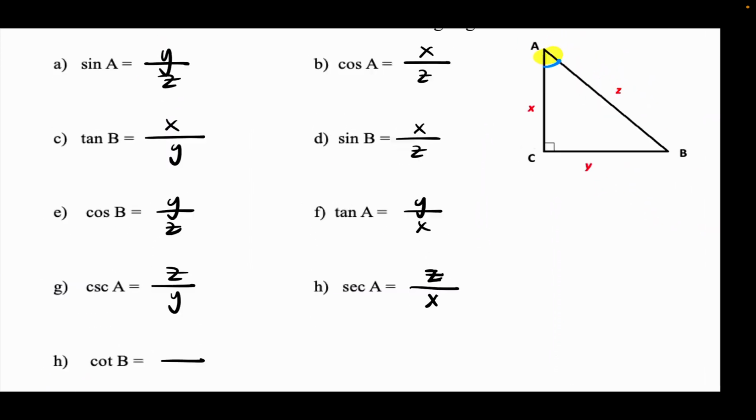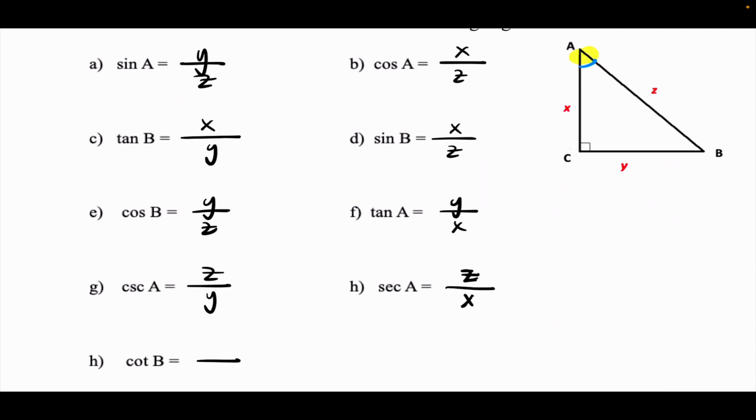And then the last one, cotangent. Cotangent is adjacent over opposite. Adjacent is Y over X.